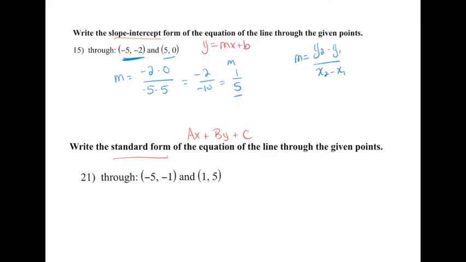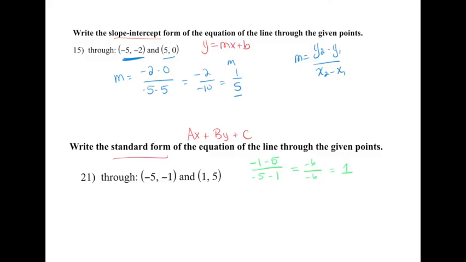Now the next one specifically wants it in standard form. So this one is a little bit different. You do have to find your slope. So for this one, you have to say -1 minus 5, that's my x's, over -5 minus 1. So -1 minus 5 is -6. -5 minus 1 is also -6. My slope here is 1, okay?